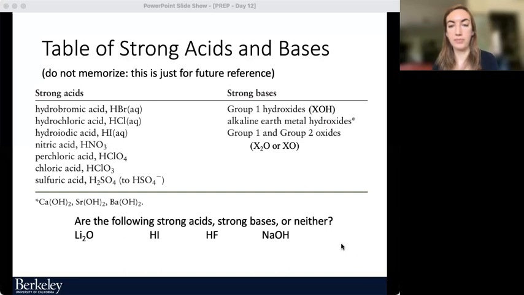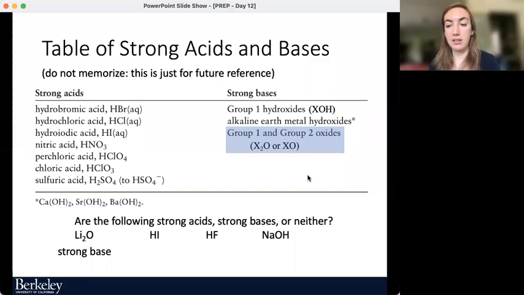Okay, great job. So I see some pretty strong agreement on all of these, which is great. So all I have to do is use my rules. If I have Li2O, Li is in group 1, and it's with oxygen, it's an oxide. So this is X2O, where lithium is X. And so that means that Li2O will be a strong base. It's on the strong base side of my table.